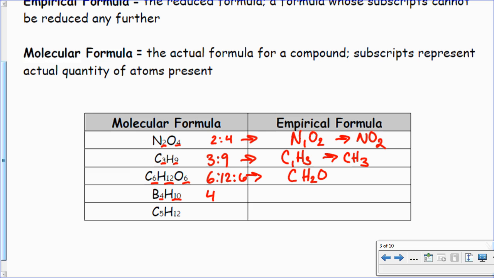B4H10. This is a 4 to 10 ratio. What would the formula be? I want to see you figure that out when you do your homework check. A 5 to 12 ratio. 5 to 12. Can we reduce that at all? It cannot be reduced. There's no common factor between 5 and 12, so it's C5H12. Sometimes the molecular formula is the empirical formula. It all depends on the ratio of the elements.